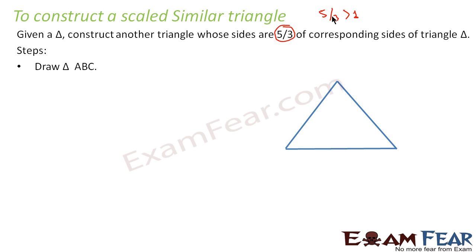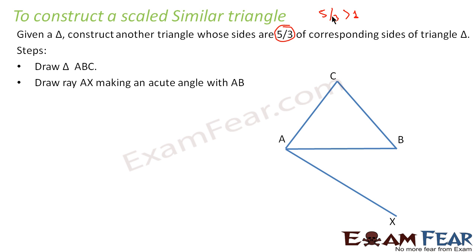The first step is to draw triangle ABC, the original triangle. Again, draw ray AX, which makes an acute angle with AB. Now locate 5 equal points. The maximum is 5, so we will draw 5.